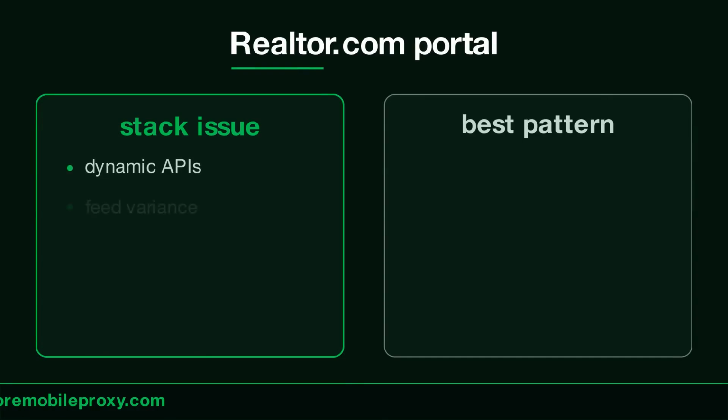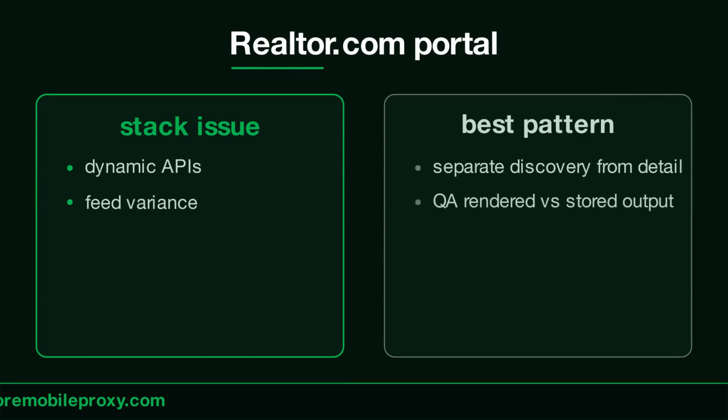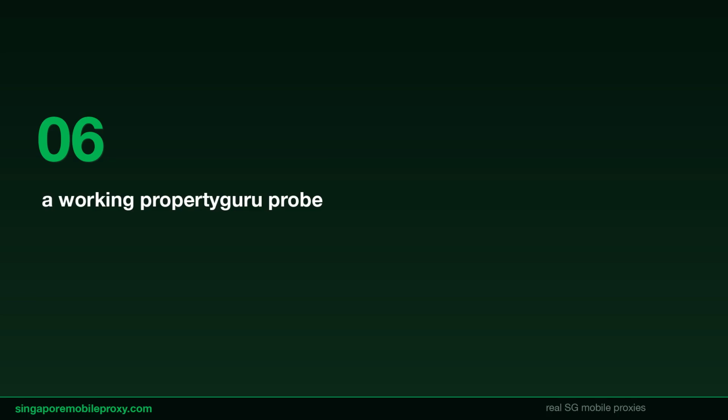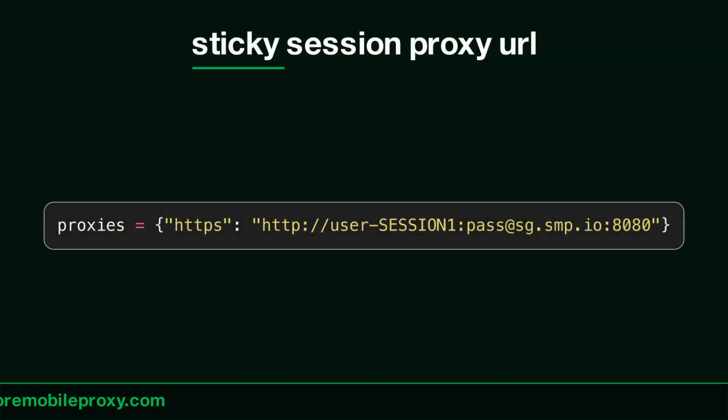Now a working Property Guru probe. Use a sticky session for the detail page pull, especially when the site chains several internal API calls after initial page load. Keep the request coherent. That does not replace browser automation when a page is heavily client rendered, but it gives your enrichment jobs a much better starting point.